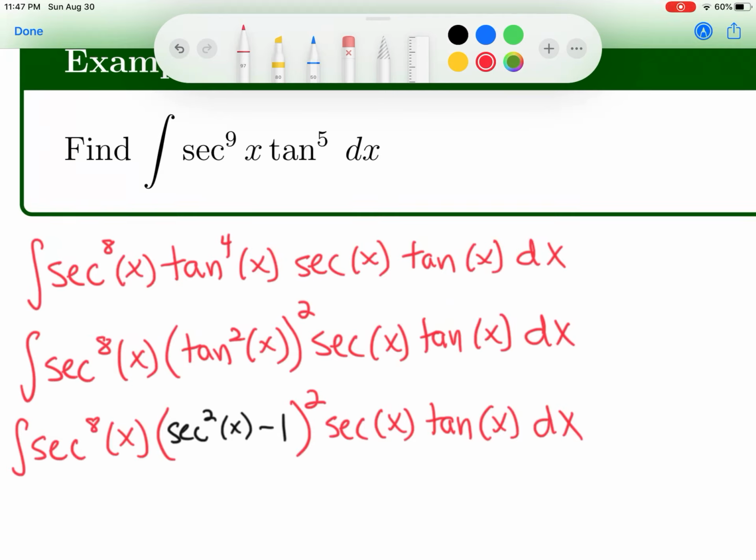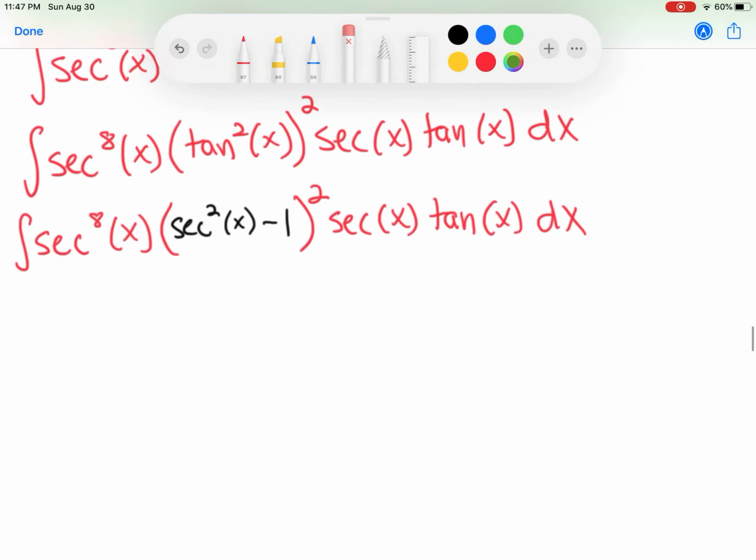What is u going to be? U is going to be the more complicated part. What is raised to the highest power? Secant, right? I got secant to the 8th over here. Let's let u be equal to secant then. Okay, so let's do that down here. All right, so u is going to be equal to secant x.